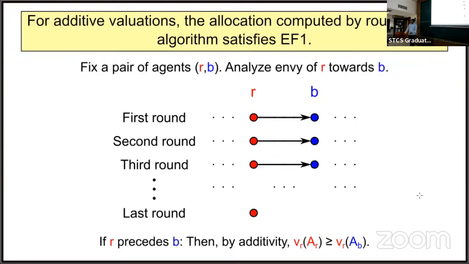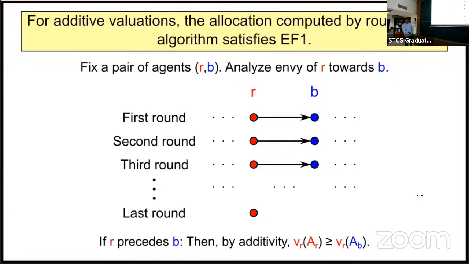And because of the additivity assumption, it likes its entire bundle at least as much as blue's entire bundle. So it's not too hard to see that in this case, if you're ahead of someone in the ordering, you don't envy, not just EF1, envy. So you don't envy the people behind you, you don't round off.